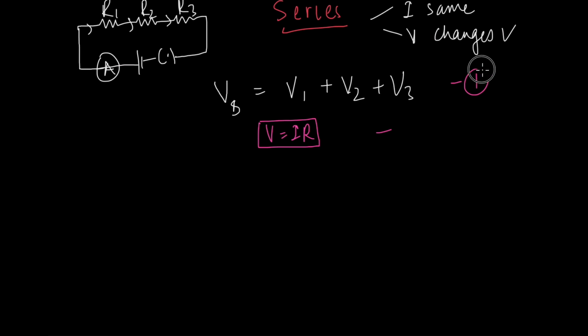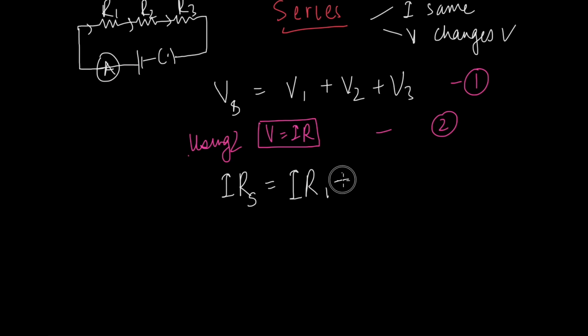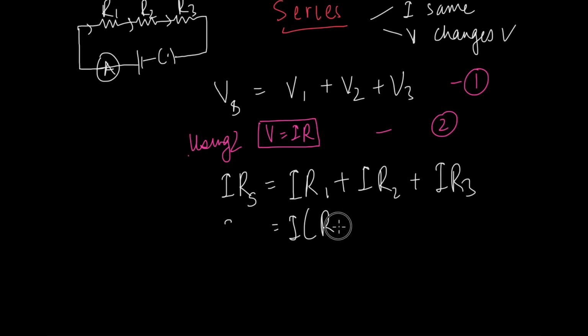So we can say that this is 1 and this is 2, using 2, IR, and then I can write series. I'm not writing anything against I because I is the constant here. So I is common: IR1, then IR2, then V3 can also be expressed as IR3. Then I can be taken common. When we take I common, it's going to be R1, R2, R3, and here it's going to be IRS.